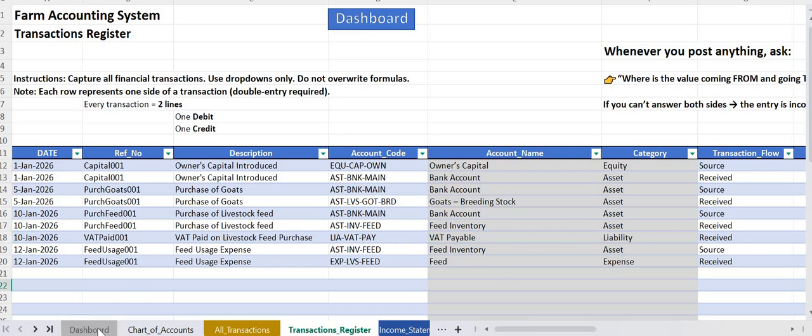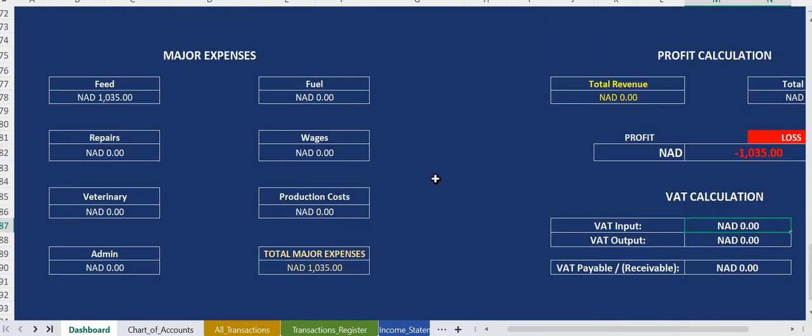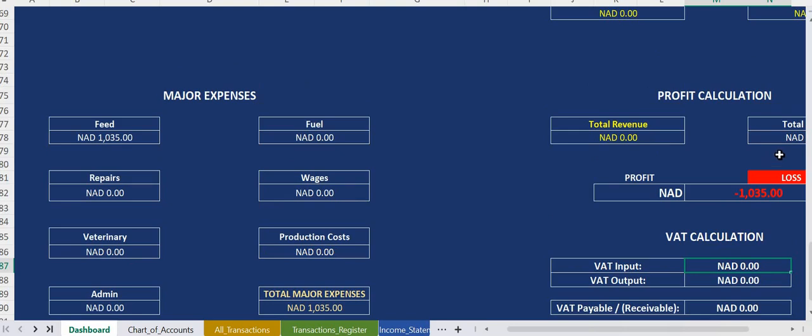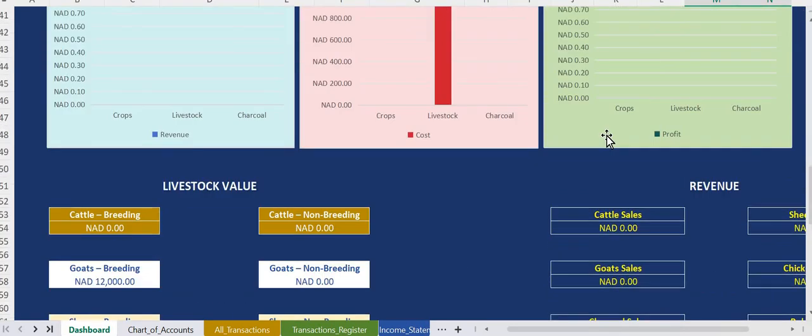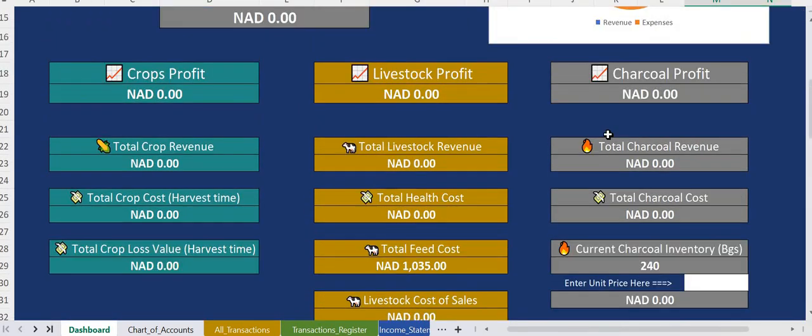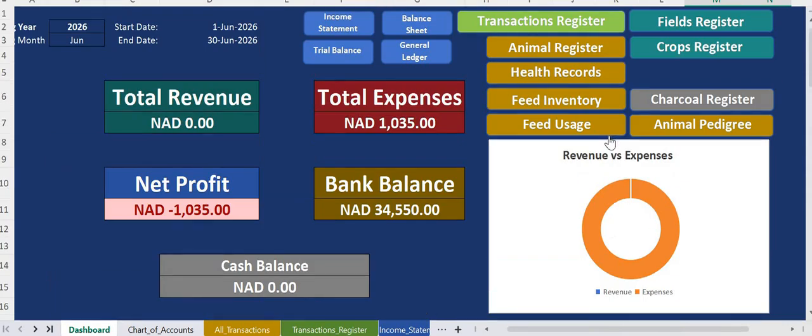Now let's quickly look at the dashboard. We see that among the major expenses, feed cost us 1035 so far. And we are in a minus of 1035, because we don't have any revenue. Even when we go up there, we see that we don't have any revenue so far, because we haven't made any sales.